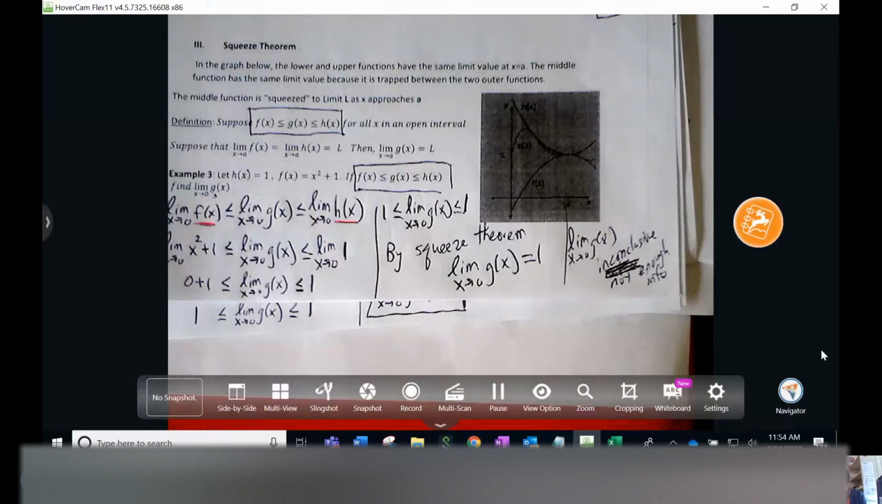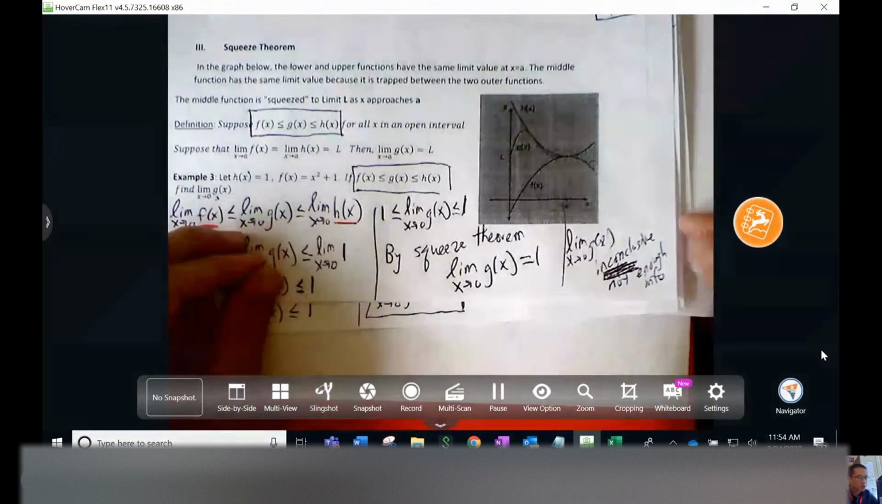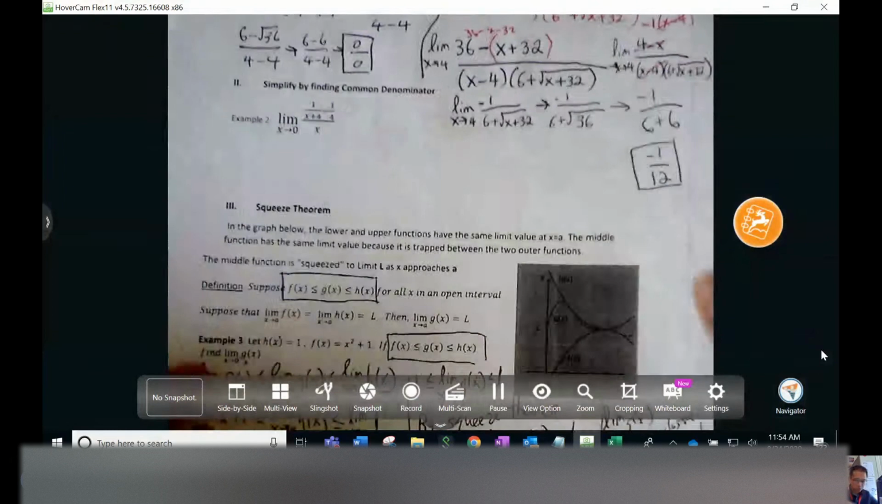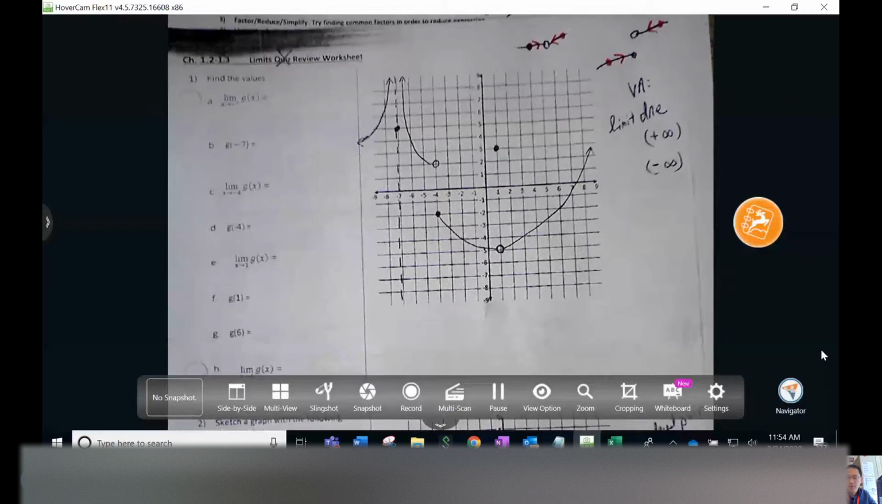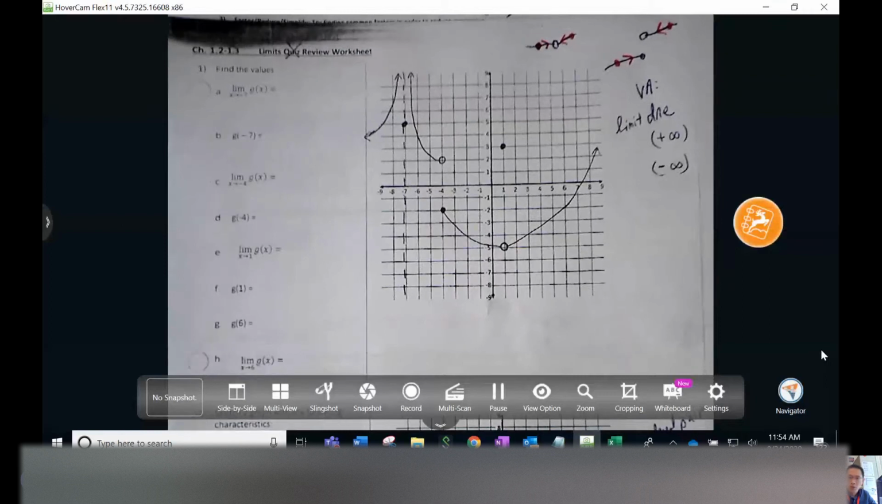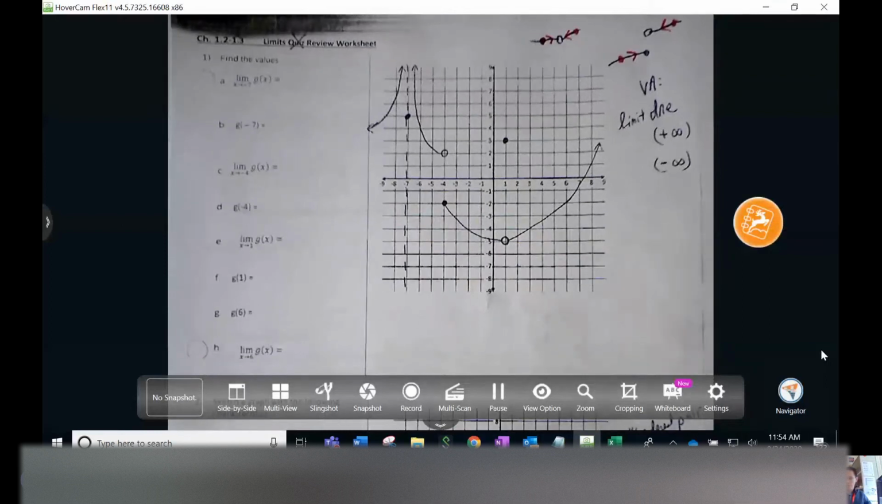Okay, any questions with squeeze theorem? Okay, that's really the only new material I want to go over today. Let's look at the review, or the review from Friday that I didn't get to. And I just want to run through a couple of big ideas, and then you guys can work individually or work in small groups.